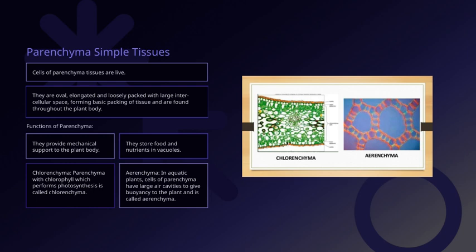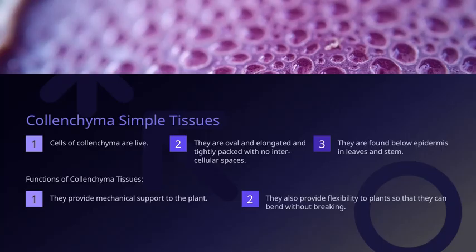their specific type. Cells of collenchyma are live, which means they remain active throughout the life of the plant. The primary functions of collenchyma tissues are quite interesting. First, they provide mechanical support to the plant, helping it stay upright and sturdy. These cells are oval and elongated in shape, and they are tightly packed together with no spaces in between, which gives the tissue strength.